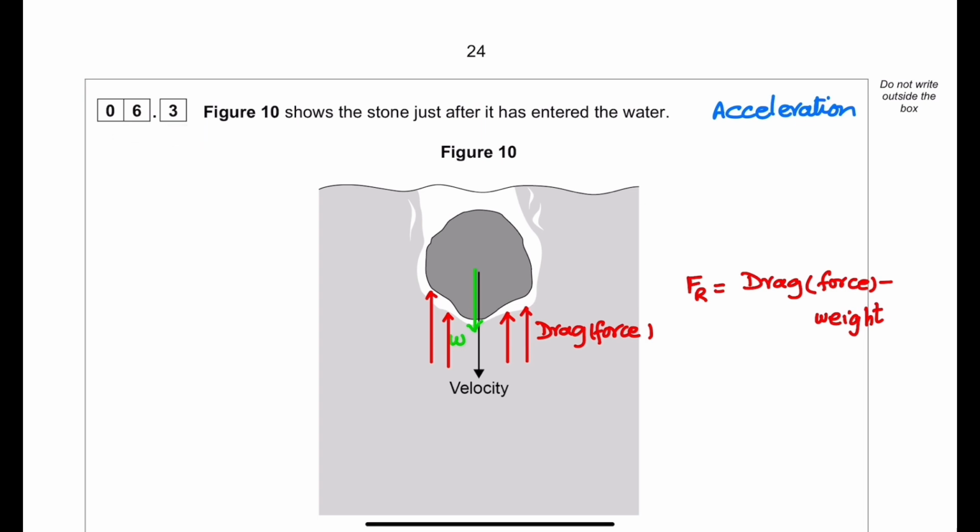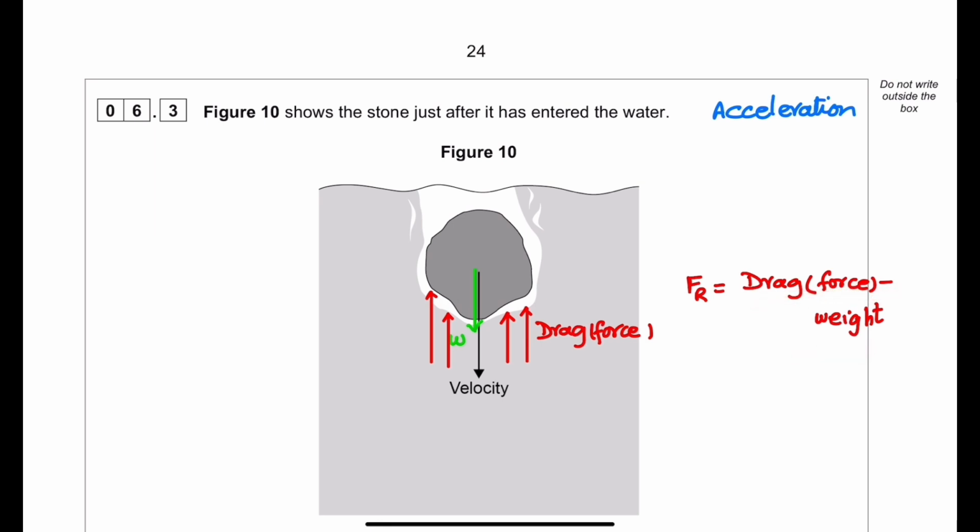6.3 is again from the topic of acceleration. Figure number 10 shows the stone just after it has entered the water. We can see here that when the stone enters the water, due to its weight, it is going downward. The direction of the weight and the velocity is downward, but the drag force due to the water is in the opposite direction to the motion of the stone or the pebble. As the stone wants to go downward, the drag is in the opposite direction and will try to push it upward. The resultant force is drag force minus weight.